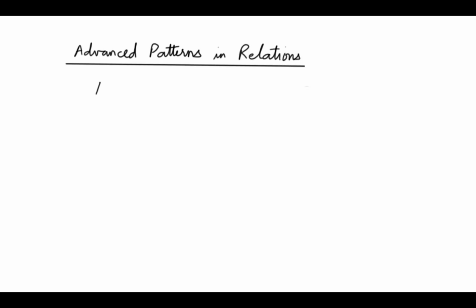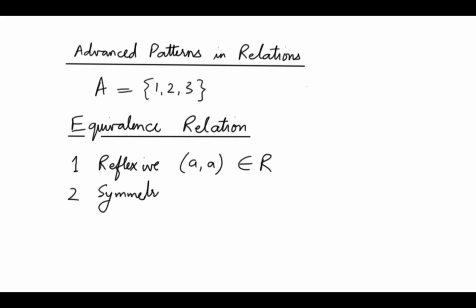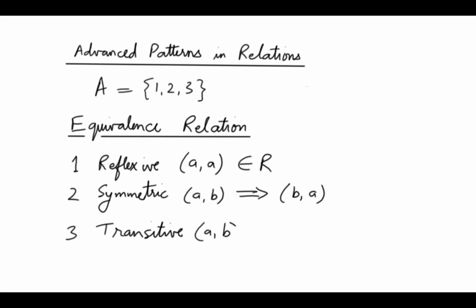First, let's talk about relations that live within a single set. There is a special title called an equivalence relation, and to earn it, a relation must satisfy three strict rules. First, it must be reflexive, meaning every element is paired with itself. Think of it like a mirror. 1 links to 1, 2 links to 2.